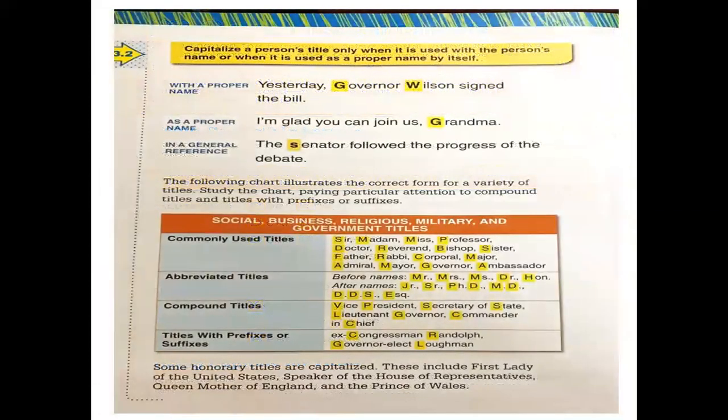Next, capitalize a person's title only when it is used with the person's name, or when it is used as a proper name by itself. If you're using a title like uncle or aunt alone, do not capitalize it. But if you call that person by that name and it has become like a name itself, then you capitalize. Other than that, you only capitalize when it comes along with the name.